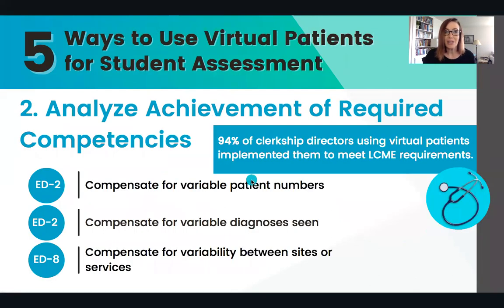So a second way that you can use virtual patients for student assessment is to analyze achievement of required competencies. So luckily, I think evaluation of medical students has changed from who can memorize the most information to how can the student achieve a competency? So something that we all know is important to be able to do when practicing medicine. And when clerkship directors were surveyed about how they used virtual patients, 94% of them mentioned that one of the reasons to use virtual patients in their clerkships was to meet LCME competency requirements.